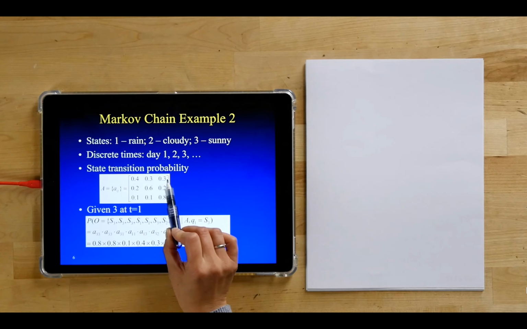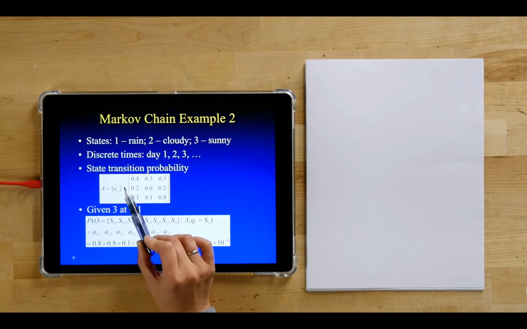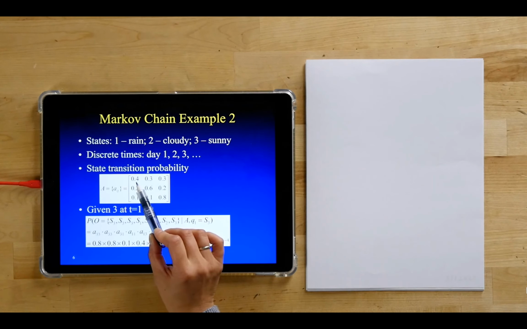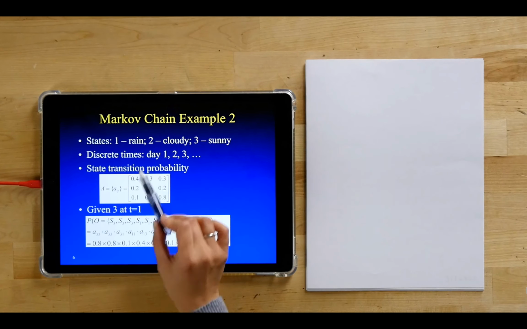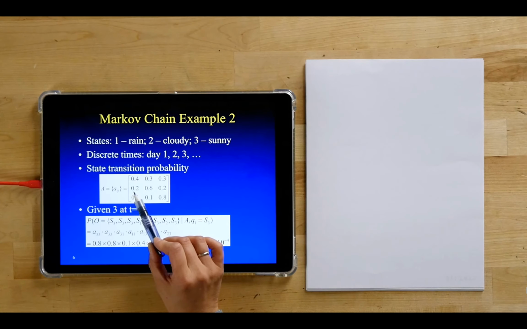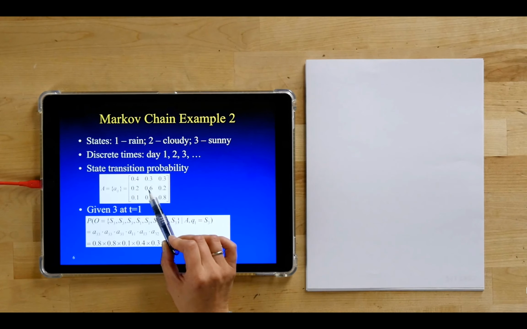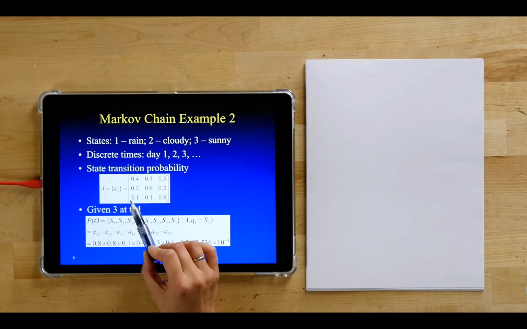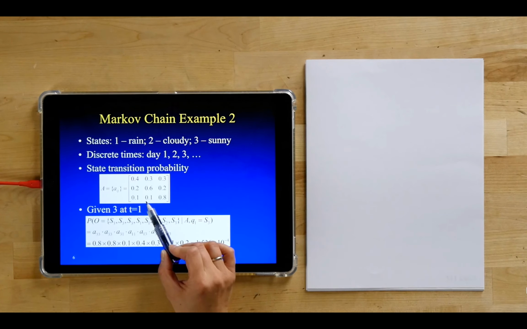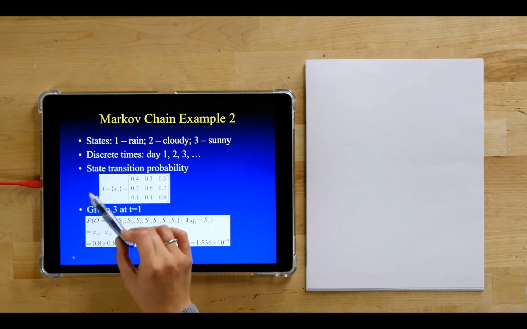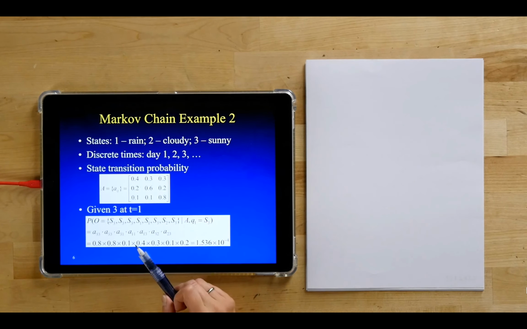The first row means if the previous day is a rainy day, what is the chance the next day is going to be rainy, cloudy, or sunny? In this case, 0.4, 0.3, 0.3. And if the previous day is cloudy, the chance the next day is going to be rain, 0.2, cloudy, 0.6, and sunny, 0.2. If the previous day is sunny, the probability the next day is going to be rain, 0.1, cloudy, 0.1, and sunny, 0.8. So this, again, is the transition probability.